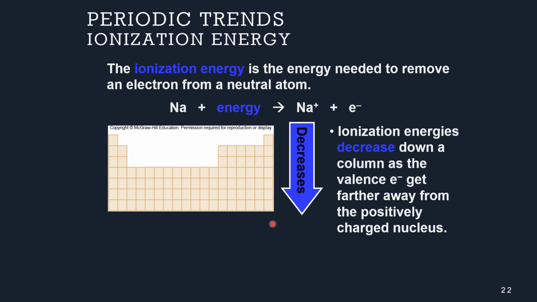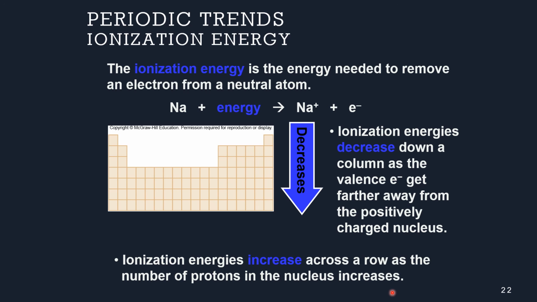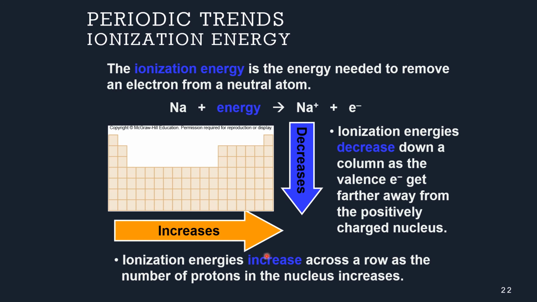Electrons are attracted to protons because they have opposite charges. Have you ever heard of opposites attract? So the negatively charged electron is attracted to the positively charged proton. If the electron is further away from that positively charged proton, you have an easier time removing it from the atom. And ionization energies increase across a row as the number of protons increases. So the more positive charges you have in the center of the nucleus, the harder it is to pop an electron off of the atom.